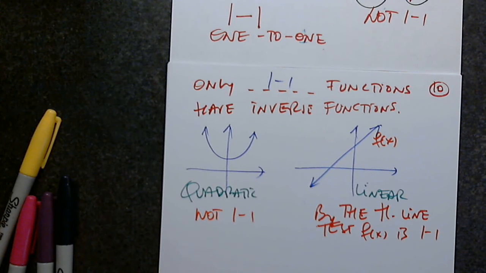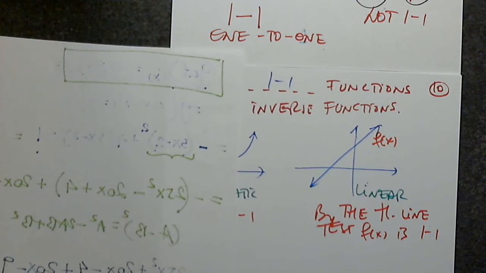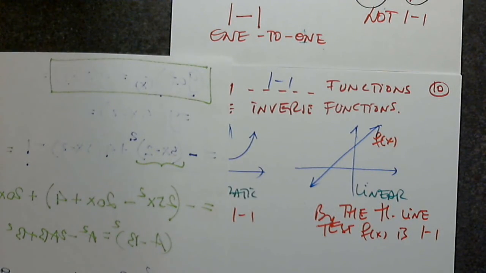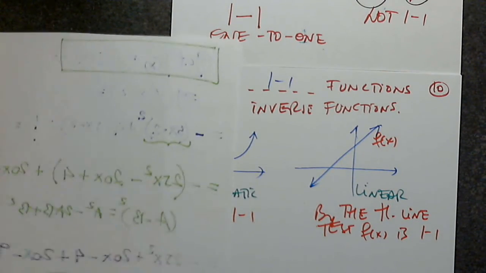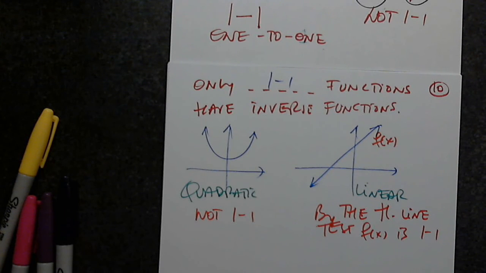I do have ways of creating a function from this one that is 1-to-1. I say it's quadratic, but I only want the domain 0 to infinity. And I created a 1-to-1 function, if I wanted to. Okay, we can play with that.